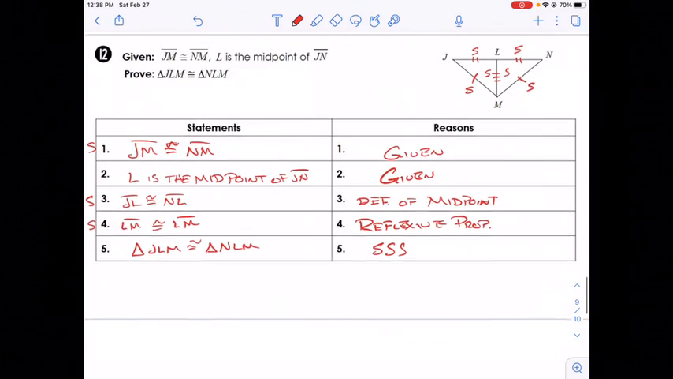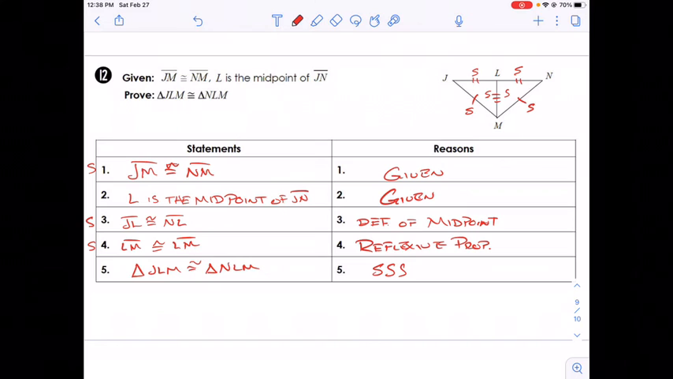And then the last one here, we have JM is congruent to NM, that was given. L is the midpoint of JN, which is given. And JL is congruent to NL, which is by the definition of midpoint. Okay? Because remember, if it's in the middle, it breaks two things apart, so we have two congruent halves. So we need to be able to name those. So JL congruent to NL. And then number 4 here, LM congruent to itself by the reflexive property, which gives us three sides congruent to three sides. So triangle JLM is congruent to triangle NLM by side, side, side.